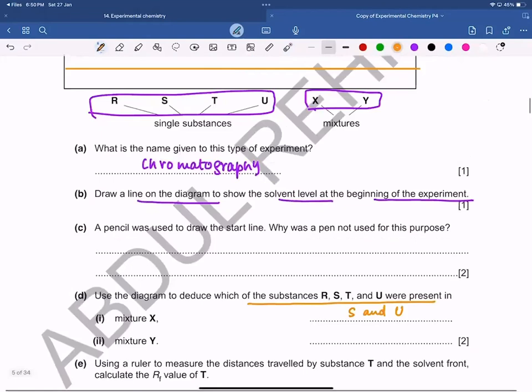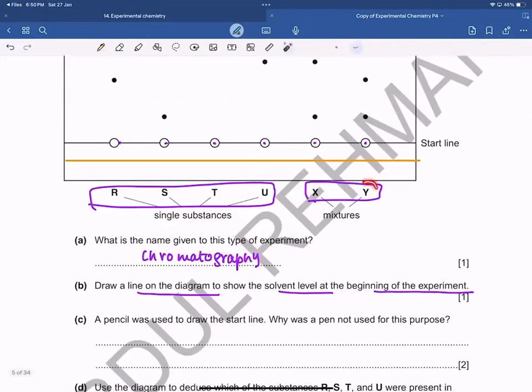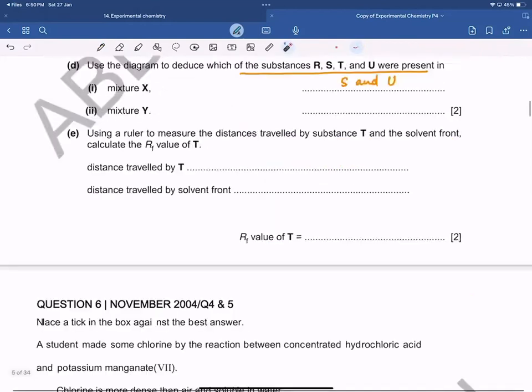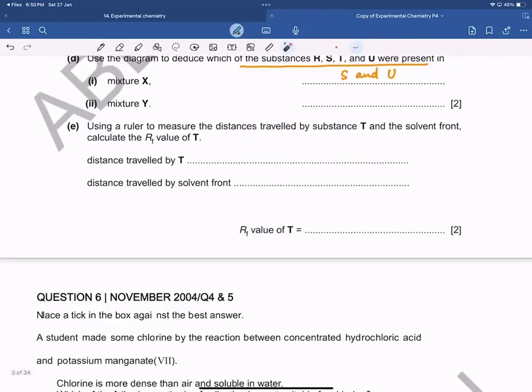Now let's have a look at mixture Y. Mixture Y has S, R, and T. Very good. So S, R, and T, these three substances are present in mixture Y.